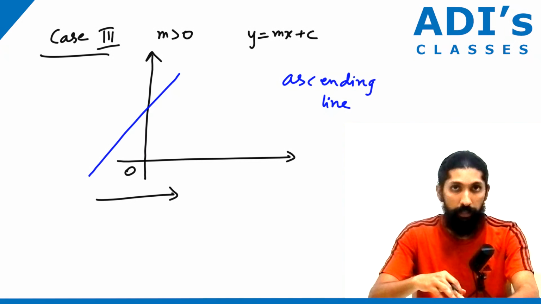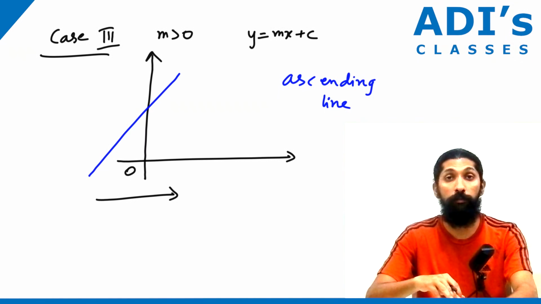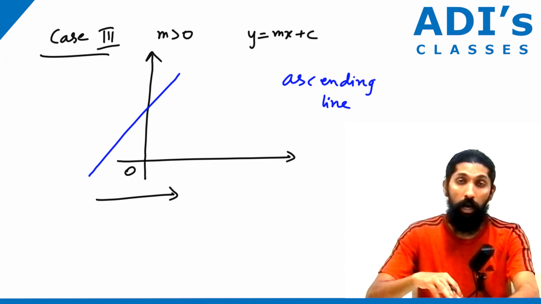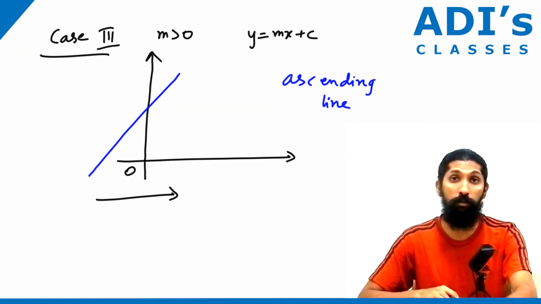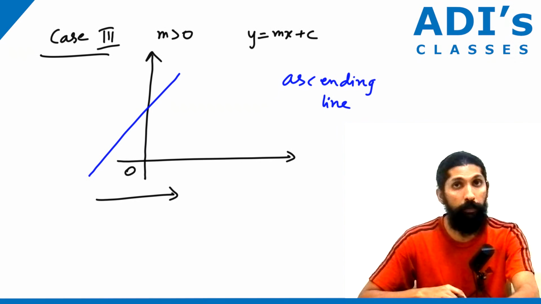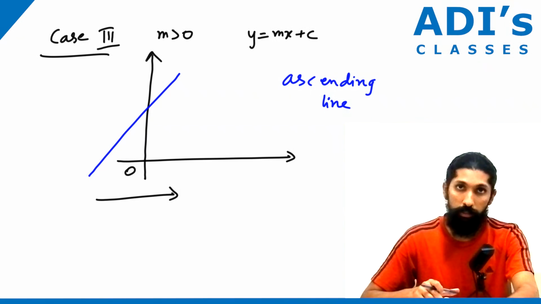So in the next video, we'll look into what if two lines intersect. How do we figure out the angle between them? How do we figure out that two lines are actually parallel or perpendicular? We'll look into all these things in the next video.